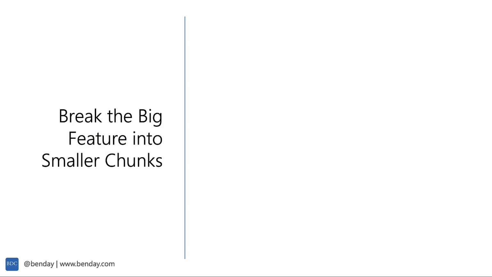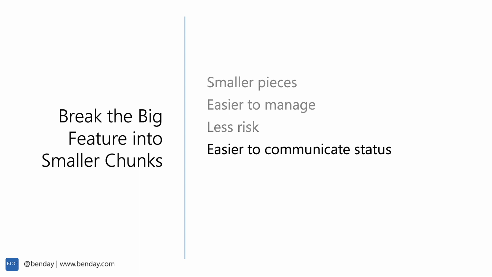But let's think about breaking that feature into smaller chunks. So you take the big, gigantic 30 to 40 day feature and you start breaking it into smaller pieces. These pieces are going to be a heck of a lot easier to understand, a whole lot easier to manage, and a whole lot easier to deliver. There's also a lot less risk attached to it. When you're delivering gradually, you're paying your risk down in smaller chunks. It's also a lot easier to communicate status on this feature.